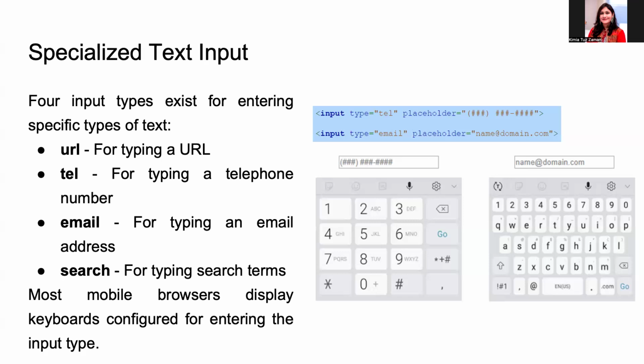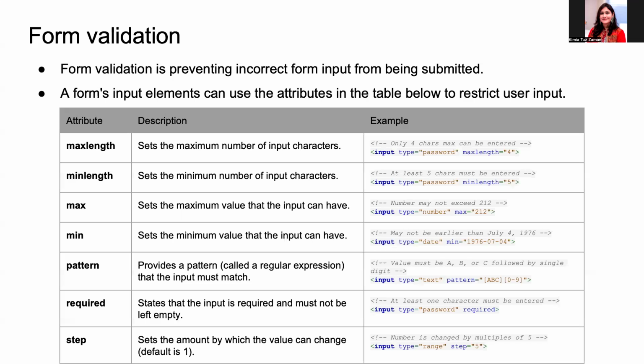On the slide, you can see this in action. The phone number field brings up a numeric keypad, while the email field brings up a keyboard optimized for typing email addresses. So the key point is specialized text inputs improve usability and accuracy by making the input process easier and by reducing errors, especially on mobile devices.